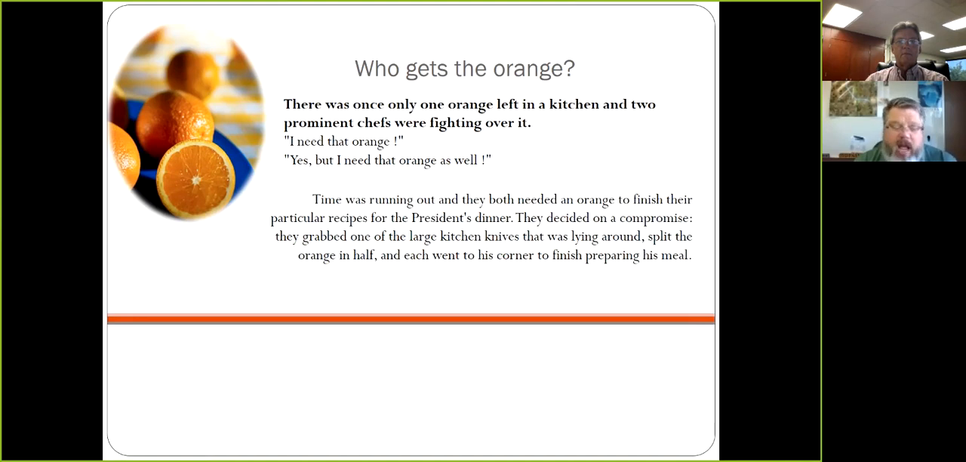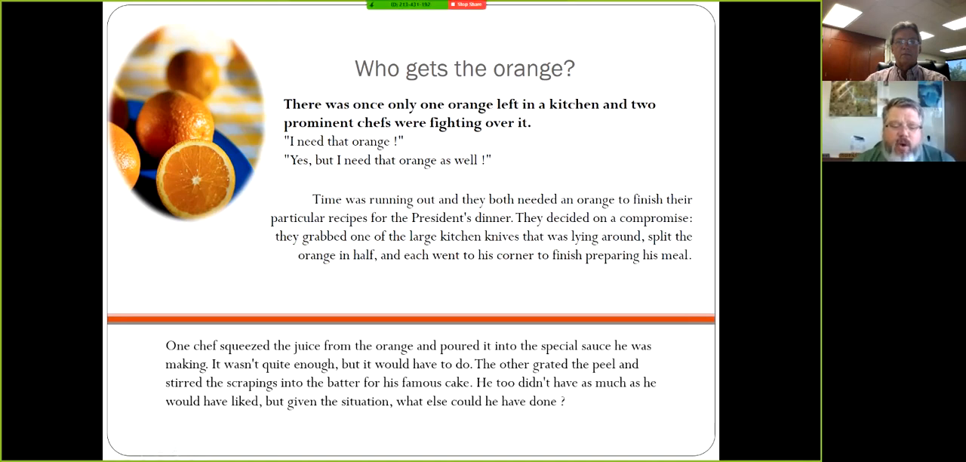Because time's running out, they come up with a classic compromise, and most people would think that's a good way to do it. You cut the orange in half, and they both get some resources. But one of them wanted the juice, and because he only got half an orange, he only got half of what he needed for the recipe. The other one wanted the peel for the zest, and again, because he only got half the orange, he only got half the zest. And so those two recipes suffered.